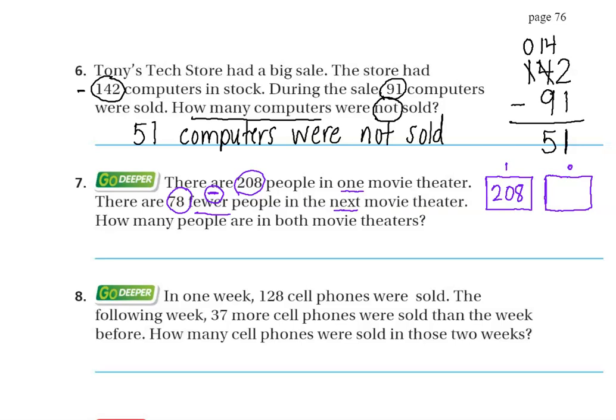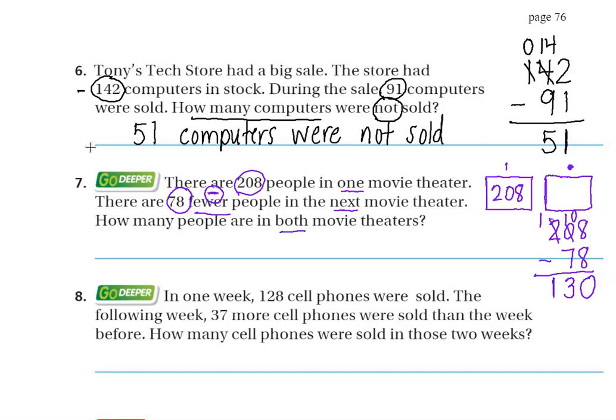Then I have to decide how many people are in both. Well, first, I need to figure out how many are in this next movie theater. So let's go ahead and subtract 208 minus 78. I know that if I have 8, I can take 8 away, and I would have 0 left. I can't take 7 away from 0, so I'm going to come over to my hundreds place, take 1 away, add a 10. That's kind of a little rhyme I tell myself when I'm subtracting. You take 1 away from the next place, then you add a 10 to the tens place. 10 minus 7 is 3. 1 minus nothing is 1. We keep the 1 there.